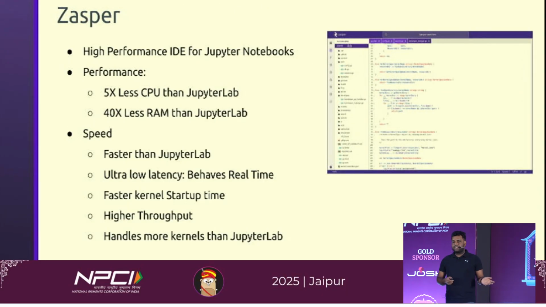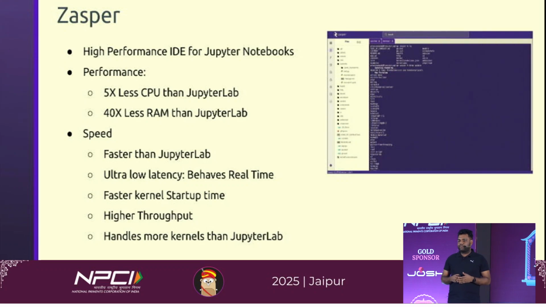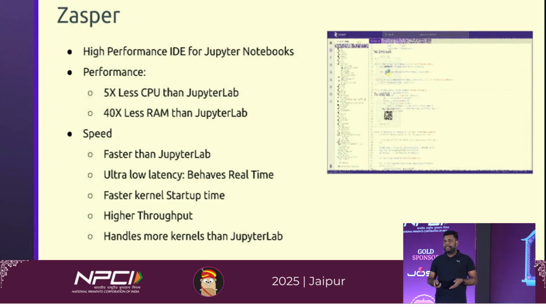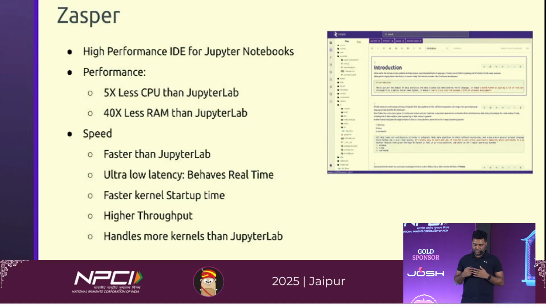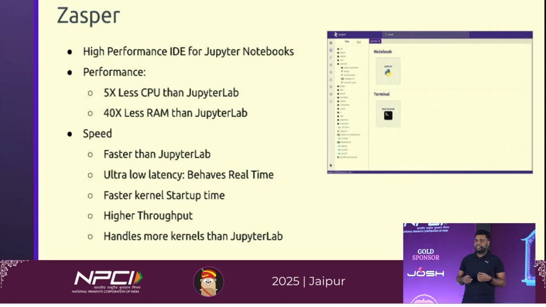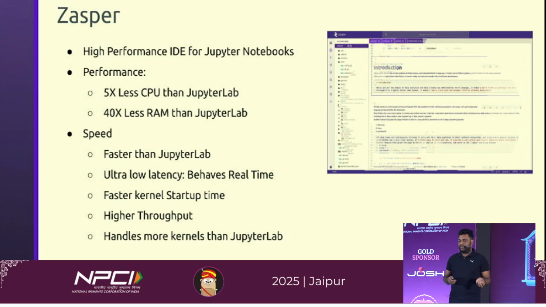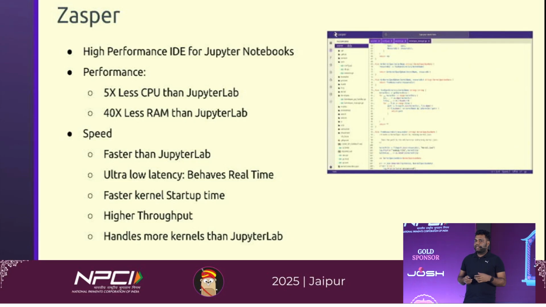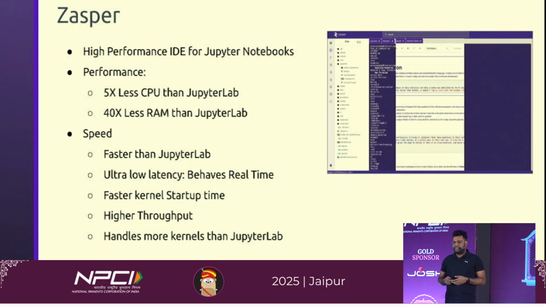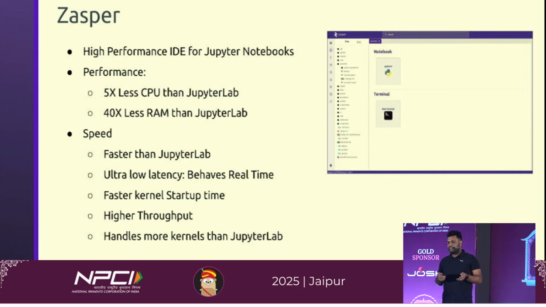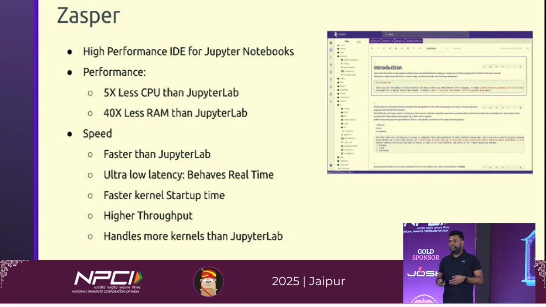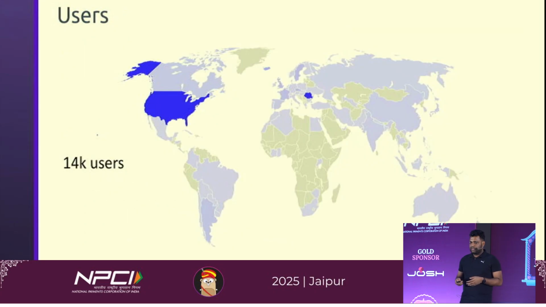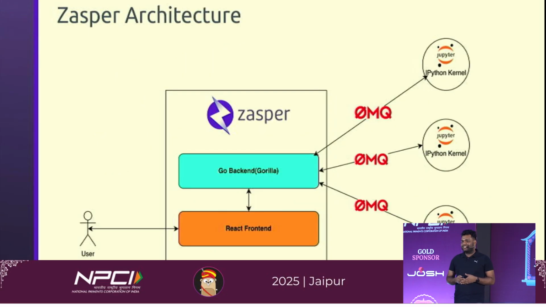So, enter Jasper. Jasper is a high-performance IDE for Jupyter notebooks, and this is how it is better in performance: it uses 5x less CPU than JupyterLab and 40x less RAM than JupyterLab. It is even faster, it has ultra-low latency, the kernel startup time is much faster, and it has higher throughput. So yeah, we have 14K users around the world. Let's go into the architecture.